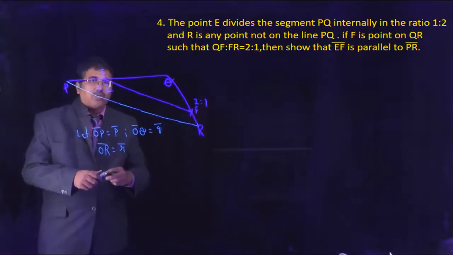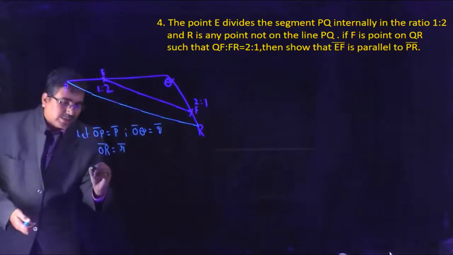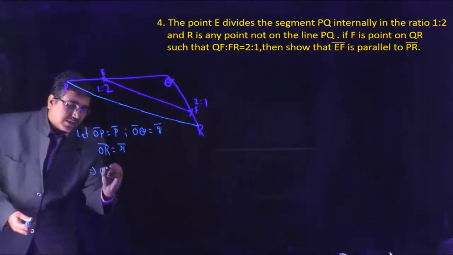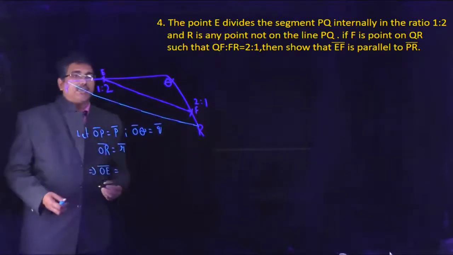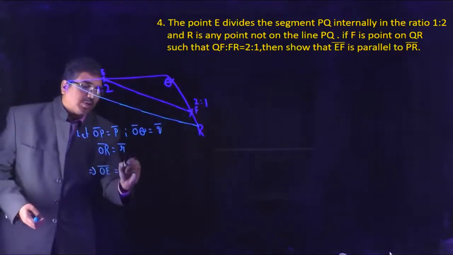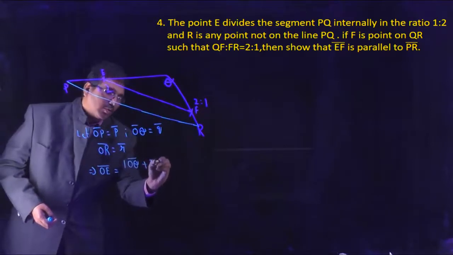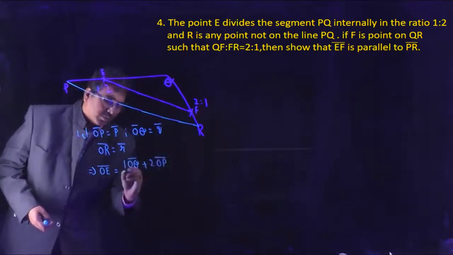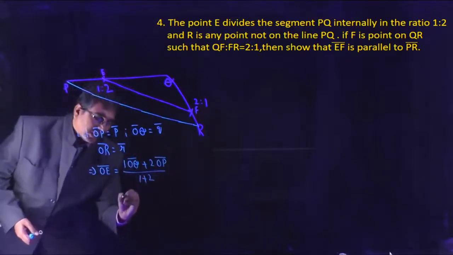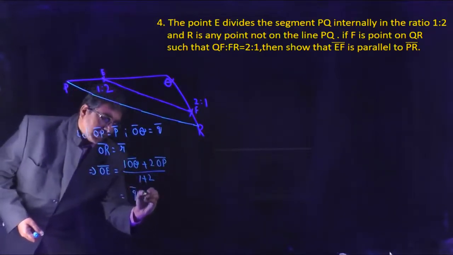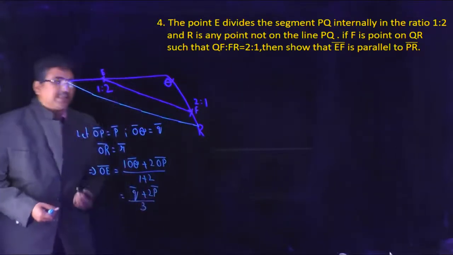Now the position vector of E: OE bar is equal to 1 into OQ bar plus 2 into OP bar, divided by 1 plus 2, that is equal to q bar plus 2p bar divided by 3. That is OE bar.